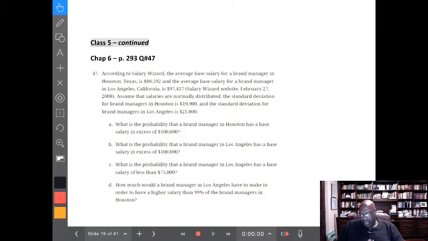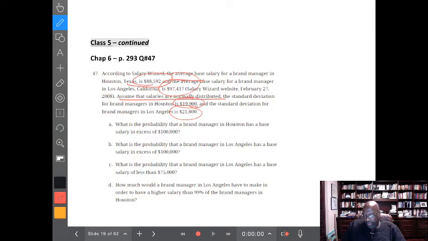Let's take a look at one of these, how we would set it up. So let's just look at the important pieces of information. We're told that the average salary, so we're given the mean for Houston, Texas is 88, and for California is 97. We are also told to assume that the salaries are normally distributed. That's very important information. And then that the standard deviations are 19.9 and 21.8 respectively. We could actually calculate the coefficient of variation for these two different distributions if we wanted to compare them. But anyway, this first question is, what is the probability that a brand manager in Houston has a base salary in excess of $100,000?